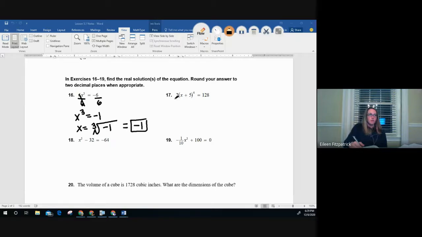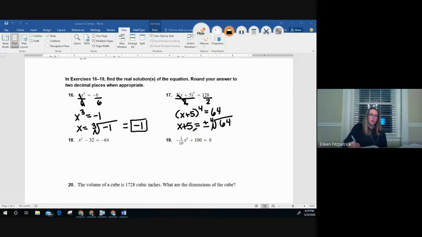For number 17, first divide both sides by 2. You're left with x plus 5 raised to the 4th equals 64. All right? Then what we're going to do is take the fourth root of both sides. So you're going to have x plus 5 is equal to plus minus the fourth root of 64. I keep saying square root, but it's not.